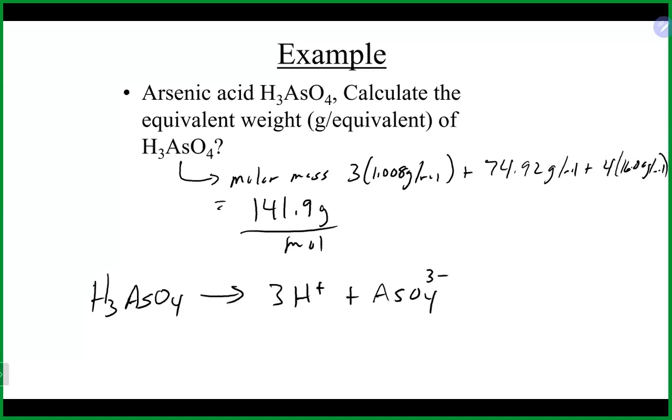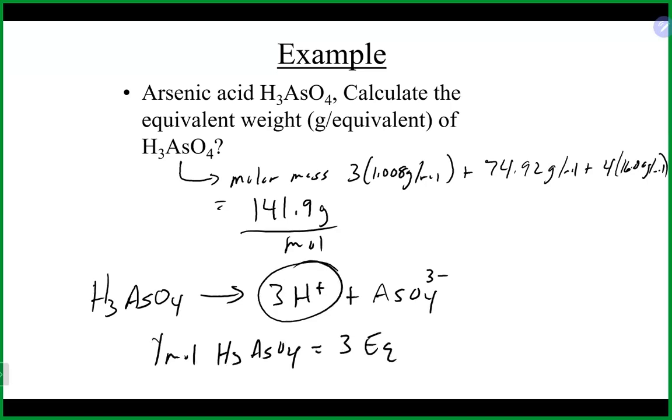And we'll have something like this. That means that basically in 1 mole of H3AsO4, there will be 3 equivalents, basically because there's 3 hydrogens that's coming off in this particular case. So we would use that as a conversion factor, and we would have 1 mole is 3 equivalents. The moles will cancel. So basically we divide it by 3.